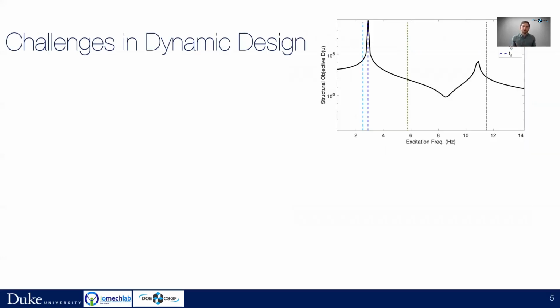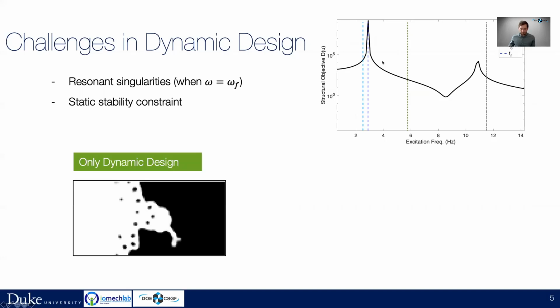Now, there are several challenges in dynamic design that I've alluded to. And the main one is the presence of resonances in frequency domain dynamics. I plotted the structural objective, the response objective, over frequency, and you can see at 2 frequencies here, there are what are known as resonances, where the excitation frequency coincides with the natural frequency of the system, causing an unbounded displacement response and then accordingly an unbounded evaluation of the objective.